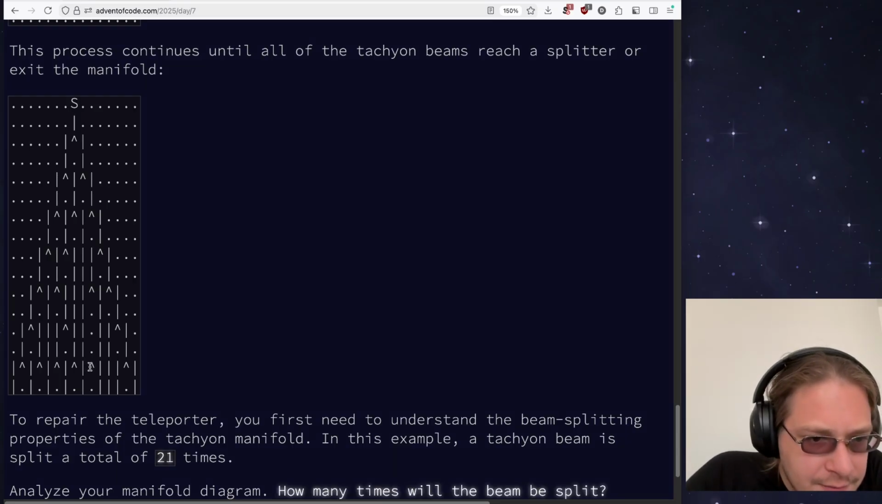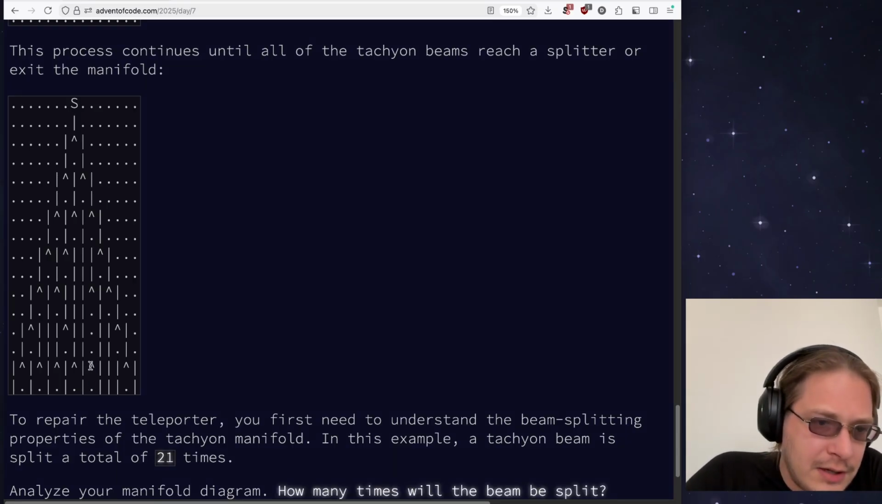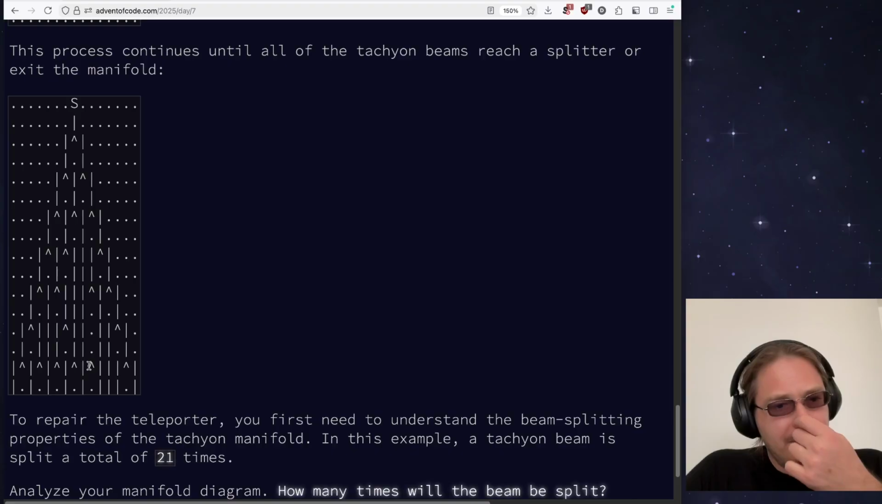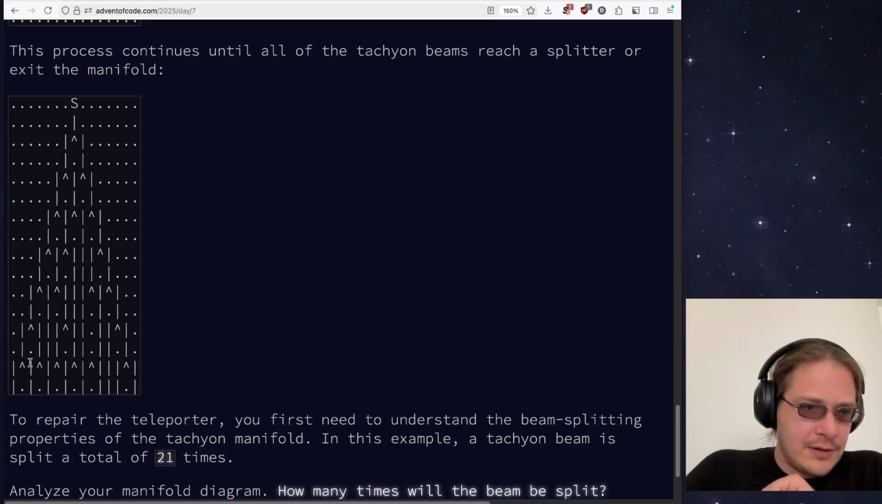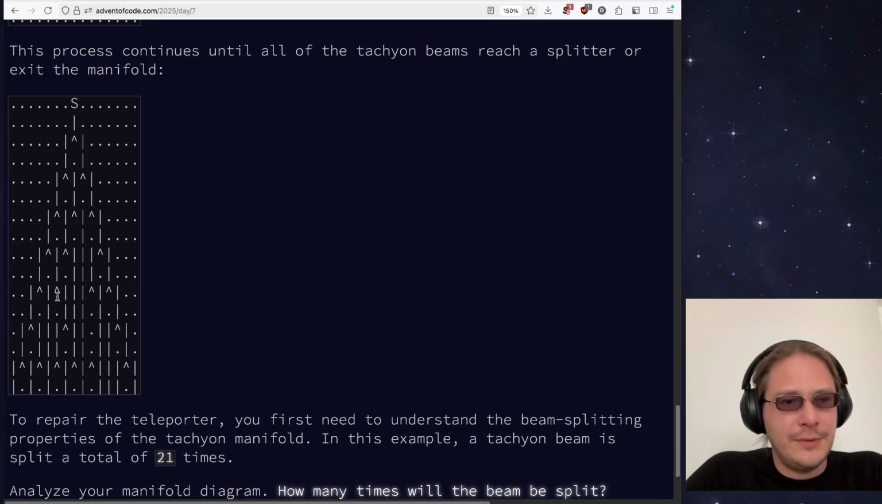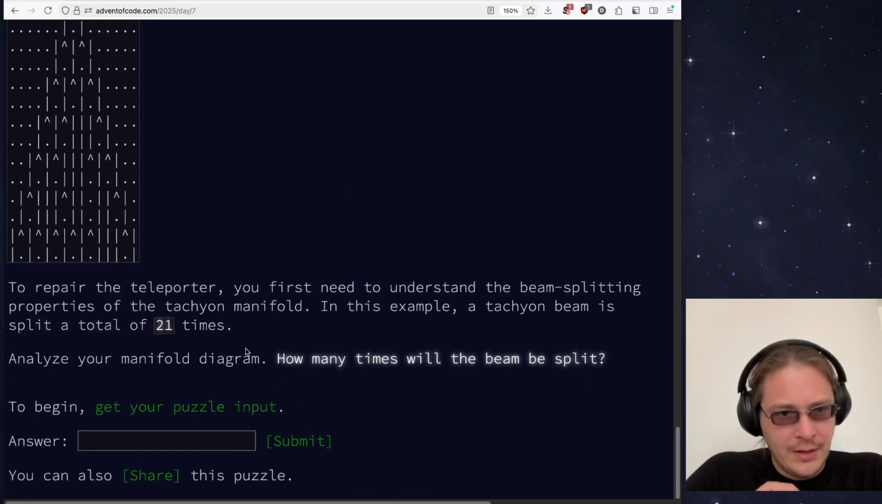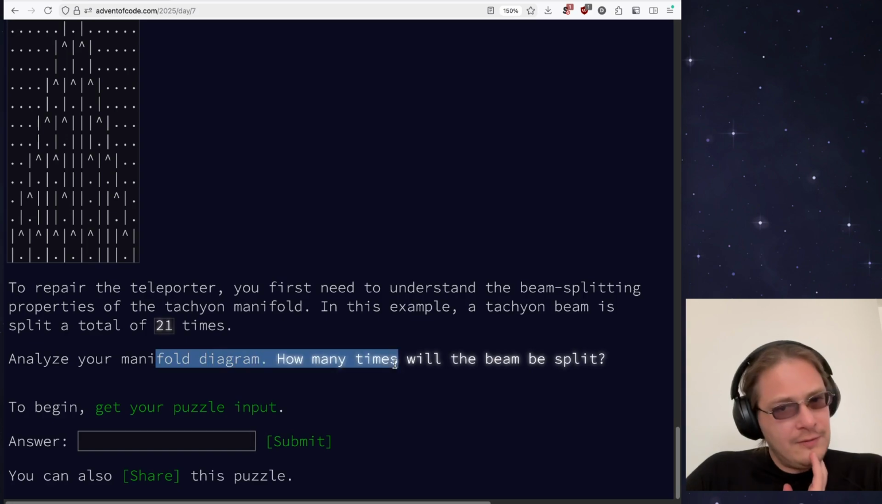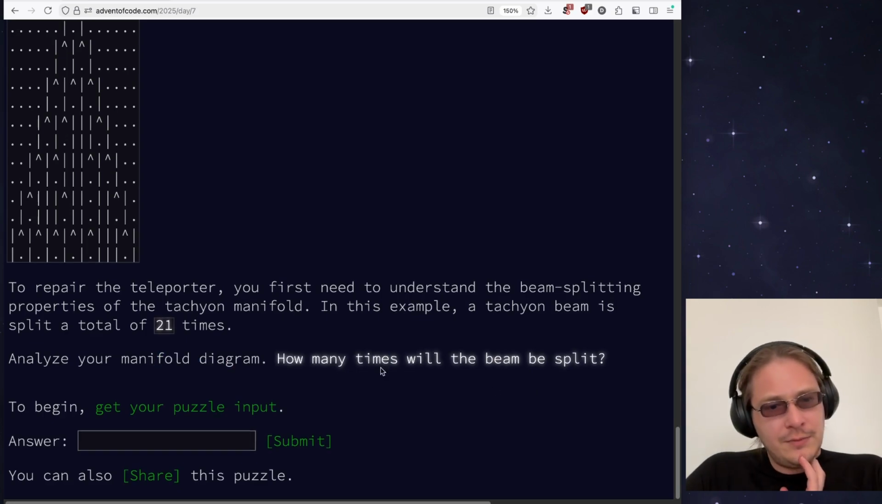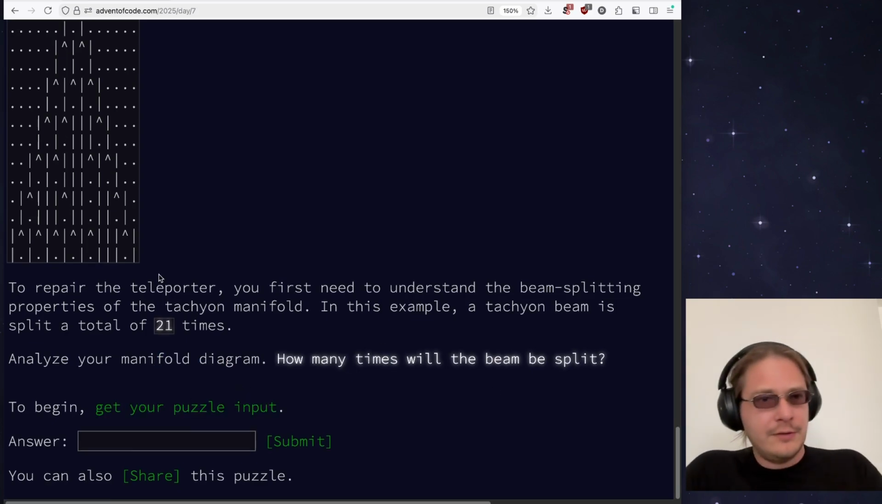Ah, yes, this one does not receive any beams, so it's excluded. So every splitter receives a beam except this one. So it's 22 splitters, but only 21 splits. So analyze your manifold diagram. How many times will it be split? Okay, let's go.